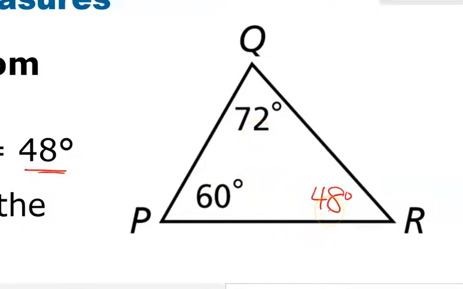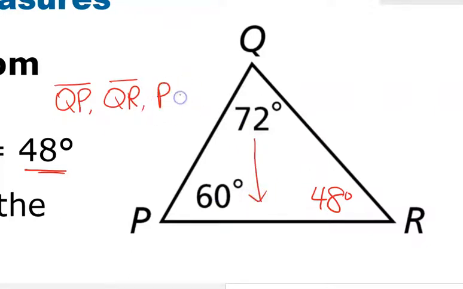So find the missing angle, and now we're going to list them in order from smallest to greatest sides. So you look at the side across from it. This is the smallest angle, so it's going to be across from the smallest side. So QP is my smallest. Okay, now look for the medium-sized one. 60 is across from the medium-sized one, QR. And then my biggest is across from my biggest angle, PR. Okay, so then we have smallest, medium, largest.